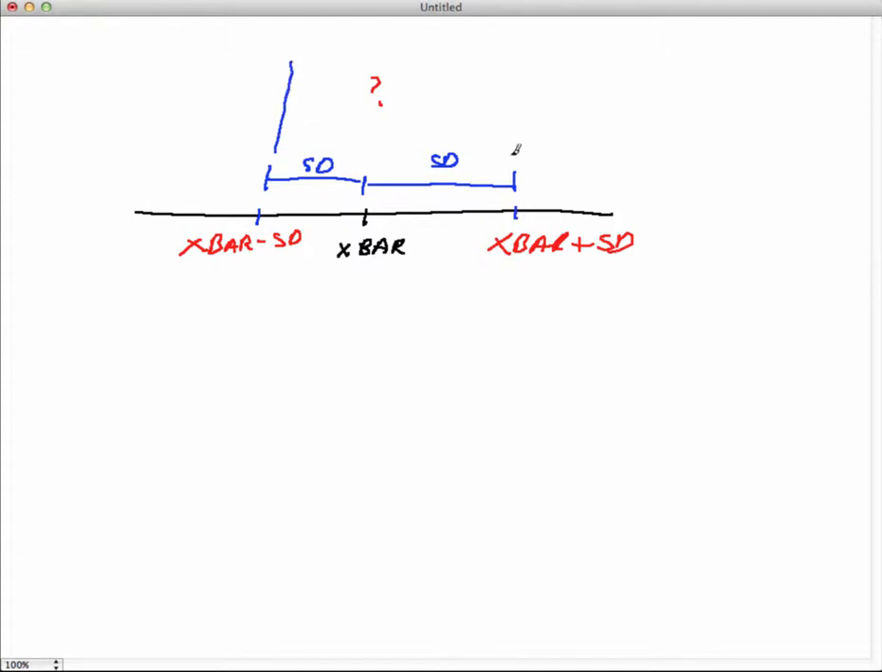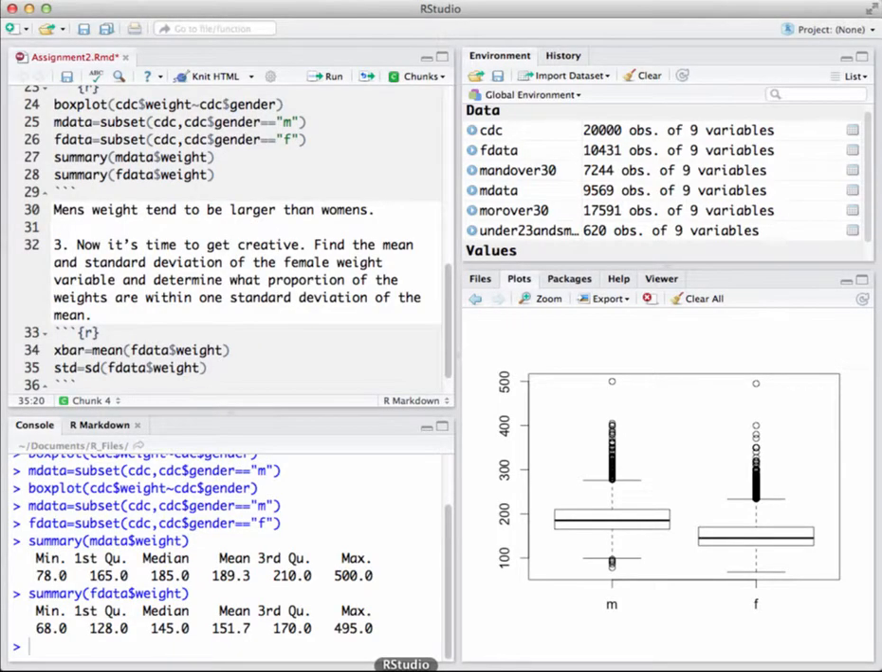And the question wants to know what proportion of the data falls in this interval from here to here. So how many of them divided by the total amount fall inside of that interval? That's what we're trying to do. So let's go back into RStudio for just a moment here, and let's execute this chunk.